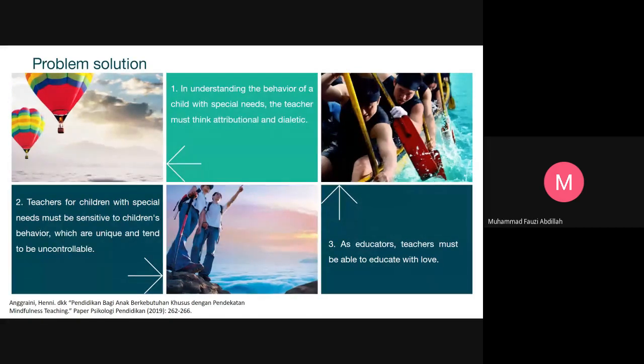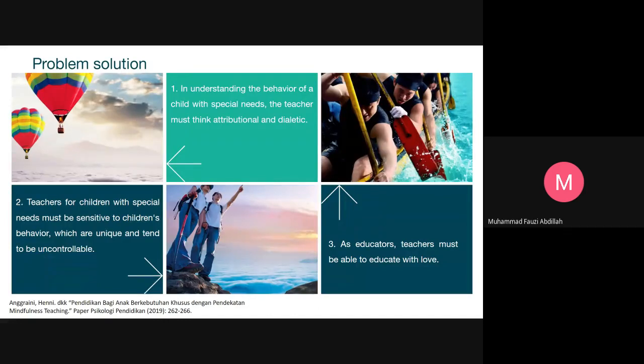Number two, teachers for children with special needs must be sensitive to children's behavior, which is unique and tends to be uncontrollable. In interpreting each behavior that appears, the teacher is expected to think about every response and reaction to the student's behavior. Don't act too quickly without thinking first, because this will affect student development.